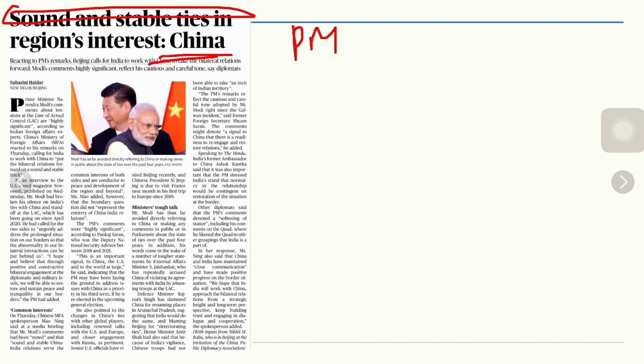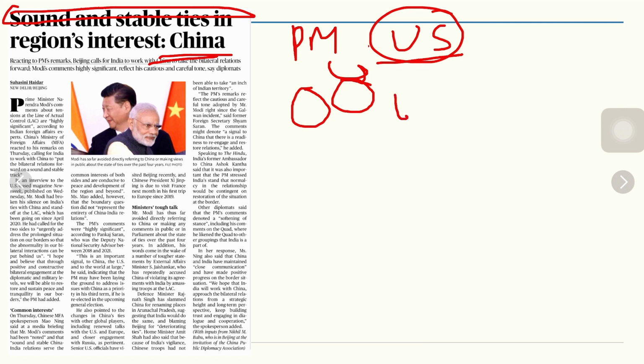Some days ago, our Prime Minister gave an interview to a US American magazine, and he said that we also feel that ties with China can be sustained to a particular level. Rather than increasing hostility, we can always have a friendly relationship because we have common interests. Now, China has responded to it and says that sound and stable ties are not only in India's and China's interest, but in the region's interest also.